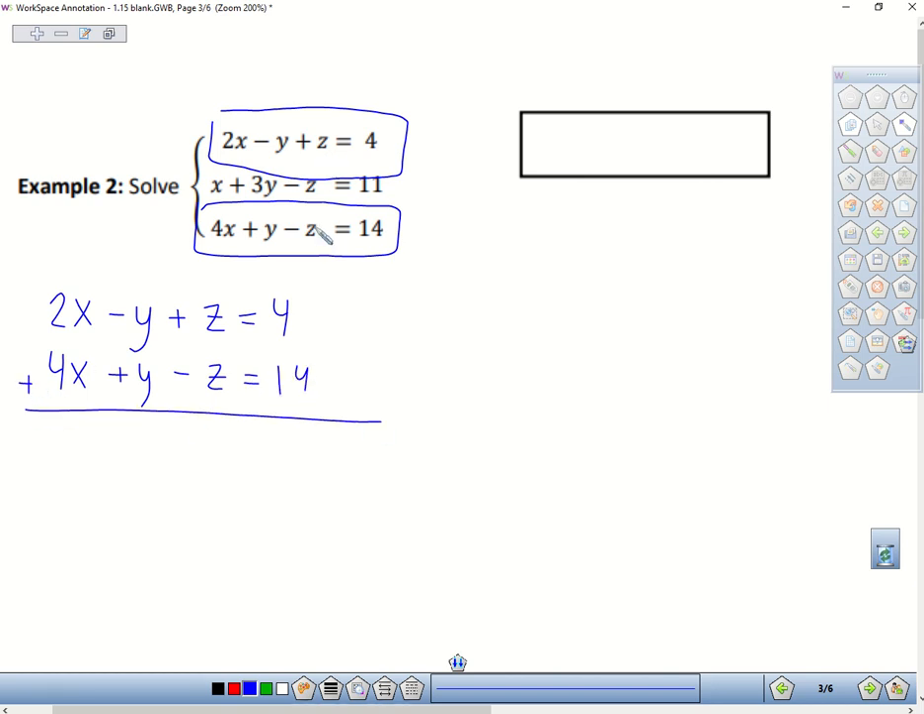So I'm going to add my first and my third. That's going to give me 6x. And what happens to my y's? They go away. And my z's? Yeah, those go away. They do, both do, right? And then that means 6x is equal to 18, which means x is equal to 3. So far we found the solution to x.